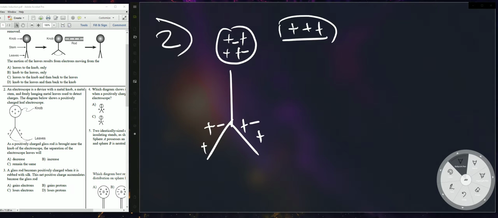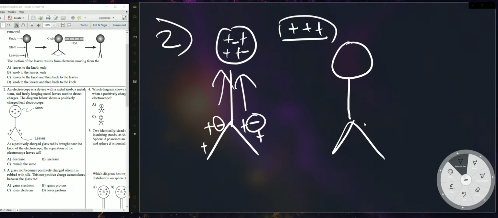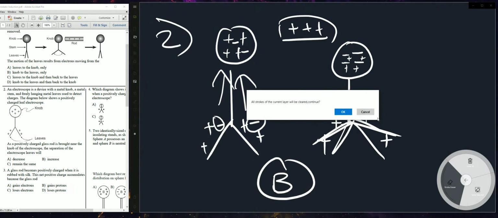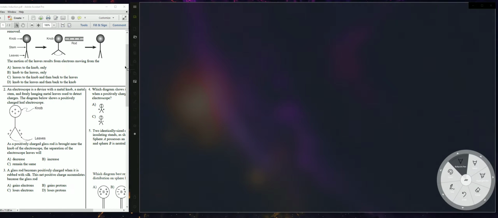But if you bring this positively charged rod up here, all these electrons on the bottom are going to want to move up, right? And now you have even fewer electrons on the bottom. So once you bring the positively charged rod near it, you're going to have like 4 electrons here and no more electrons on the bottom. The leaves are going to separate even more. So the answer choice is B, because you're removing even more electrons from the bottom, is what I'm trying to say.